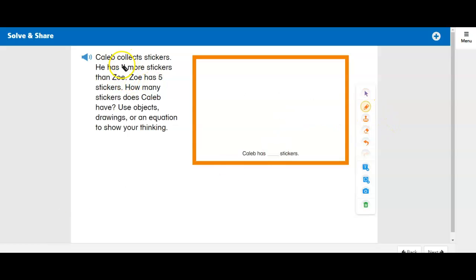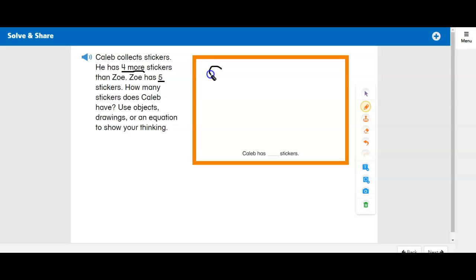So, they are both collecting stickers, so all we know so far is that Caleb collects 4 more stickers than Zoe, so we don't know how many stickers he has. It does tell us that Zoe has 5 stickers. So let's see what we could figure out. It says that we can use objects, drawings, or an equation to show our work. I think I'm going to use a drawing.